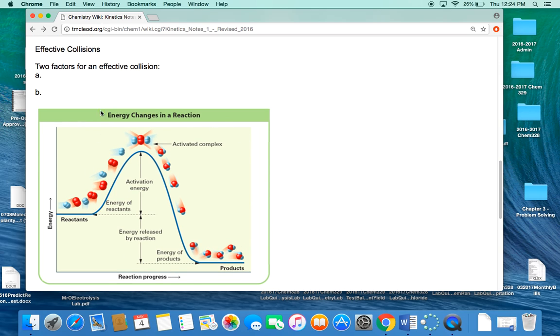So this diagram shows you one of the two factors of an effective collision, which is you need a minimum amount of energy called the activation energy to create the activated complex. The other thing is they only smack together to make an effective collision if you have the right orientation. Again, two parts. One, they have to be near each other, and two, they have to be three-dimensionally in the right orientation so that they can collide correctly.